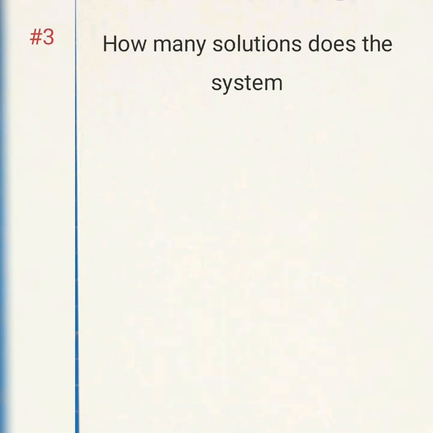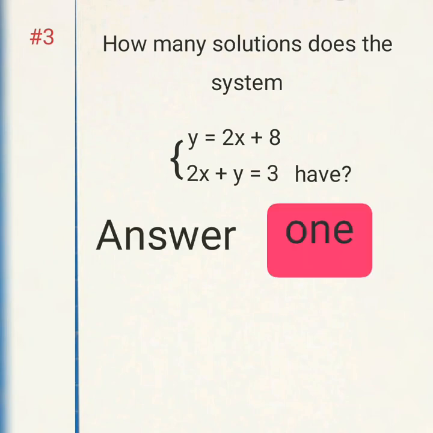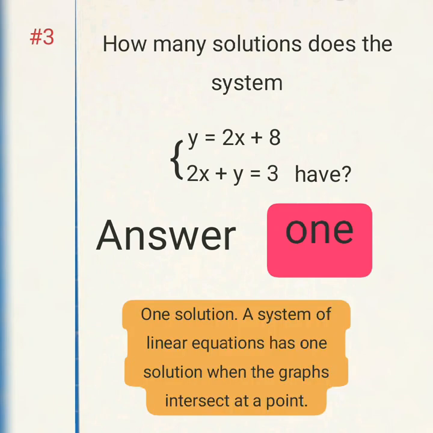How many solutions does the system y = 2x + 8 and 2x + y = 3 have? Answer: 1. A system of linear equations has one solution when the graphs intersect at a point.